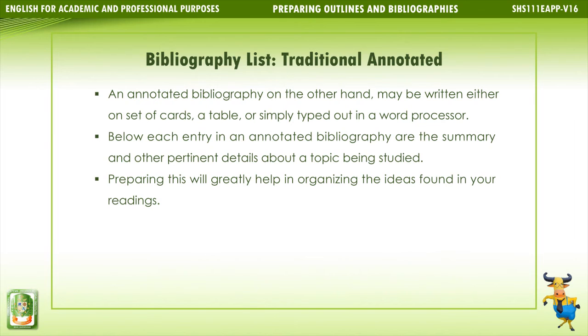Bibliography list, traditional annotated. An annotated bibliography, on the other hand, may be written either on a set of cards, a table, or simply typed out in a word processor. Below each entry in an annotated bibliography are the summary and other pertinent details about a topic being studied. Preparing this will greatly help in organizing the ideas found in your readings.